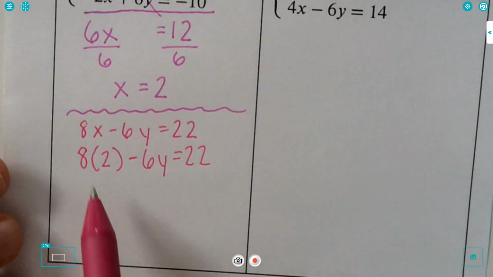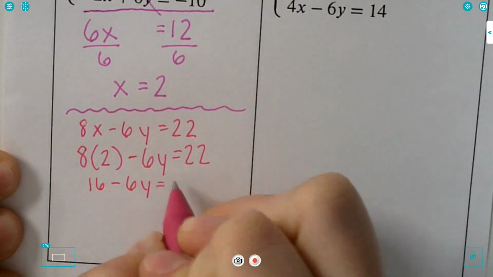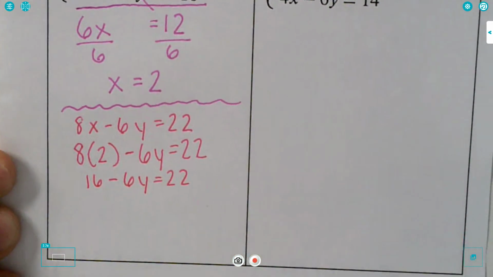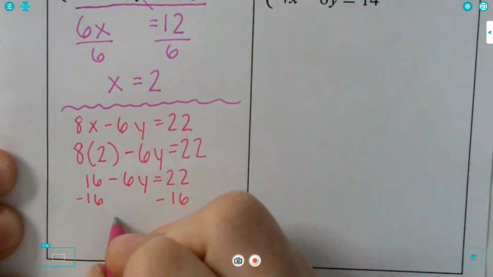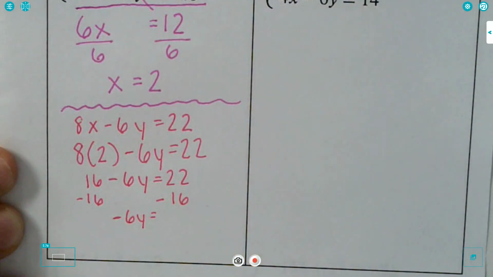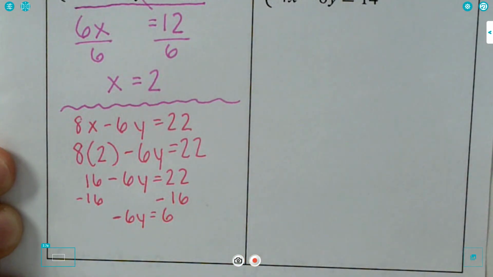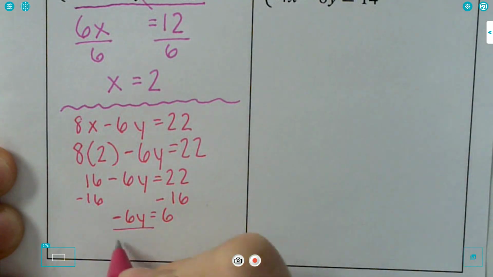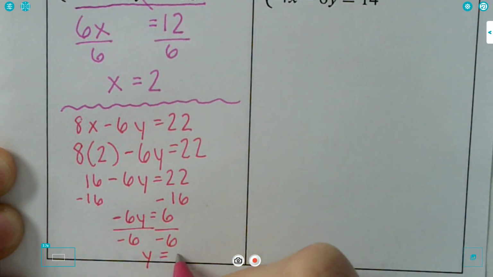So I can multiply 8 times 2 together, which is 16. So I've got 16 minus 6y equals 22. Subtract 16 from both sides. Negative 6y equals 22 minus 16 is 6. And I divide both sides by negative 6. And I get y equals negative 1.